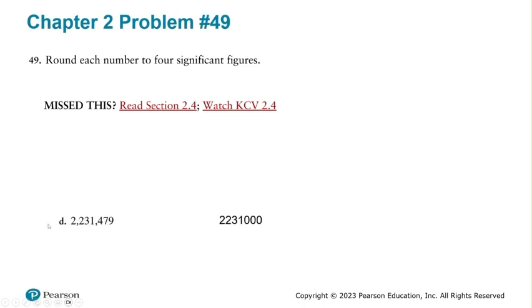Our last one, we have all non-zero numbers, so they're all significant, but we have much more than 4 numbers, so we'll just count 1, 2, 3, 4, and then we'll use this to round. 4 is less than 5, so we'll round down.